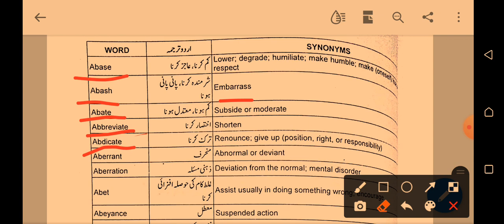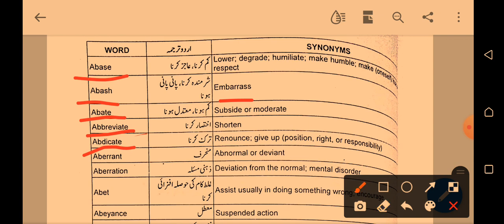Another word we have is abnormal, which is something that is not normal. The meaning of this word is deviant, we can say something that's not normal. In that condition we can use abnormal.